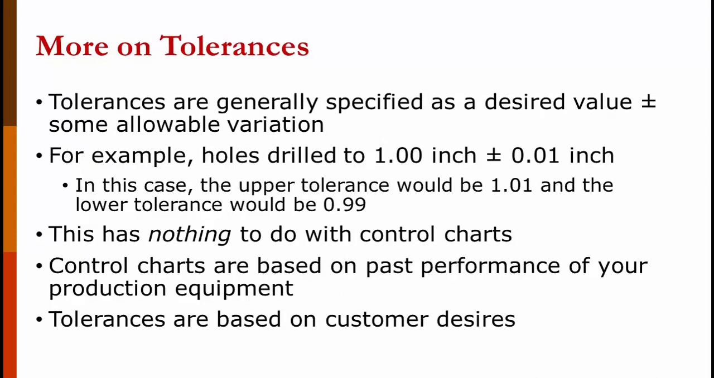Specifications from the customer are often expressed as tolerances. They're generally expressed as a plus or minus value. For example, you want a package filled up to 16 ounces plus or minus half an ounce. Or you want holes drilled 1 inch plus or minus 1/100th of an inch. Both of these examples I've given you are symmetric tolerances, but that doesn't have to be the case. It could be 0.99 inch to 1.03 inch.